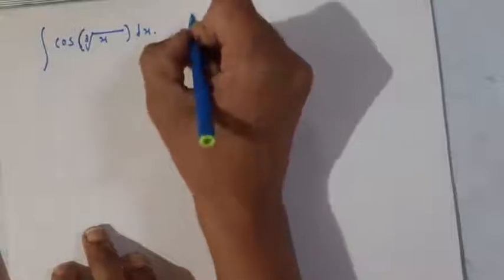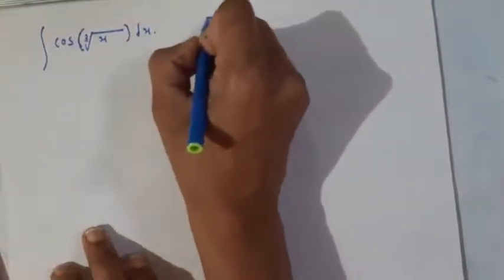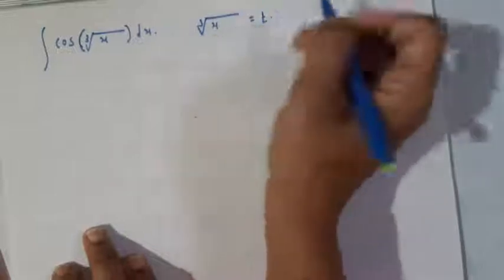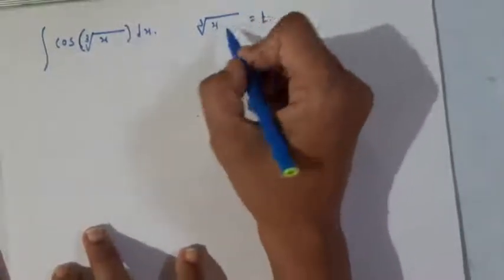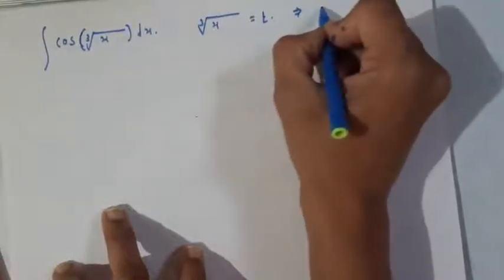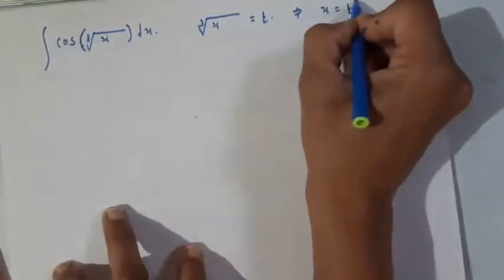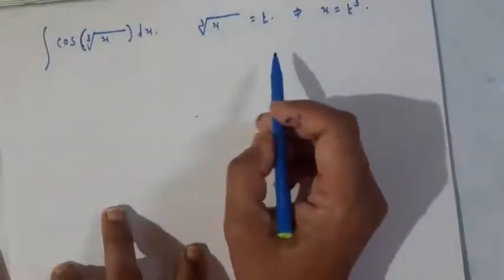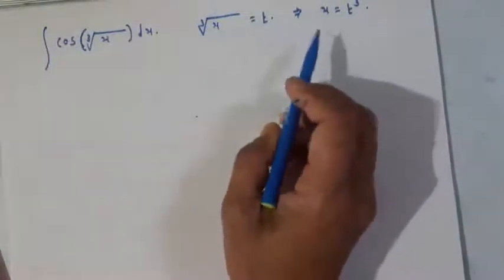Okay students, to solve this problem, again we have to substitute. That is, substitute the cube root of x equal to t. Taking cube on both sides, this implies x equal to t cube. Okay, now differentiate this.